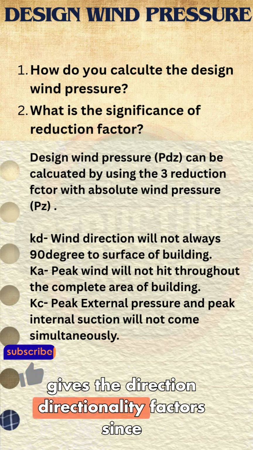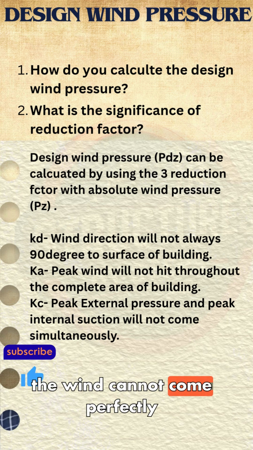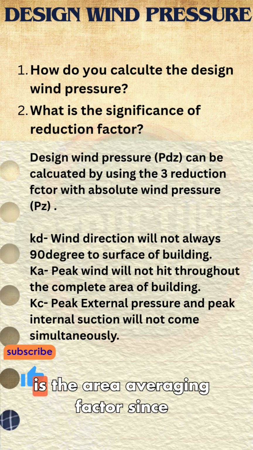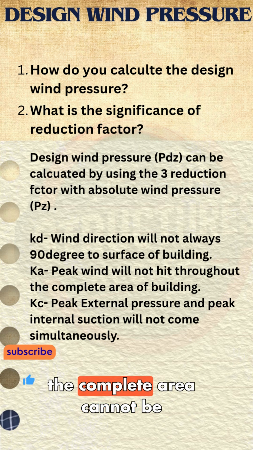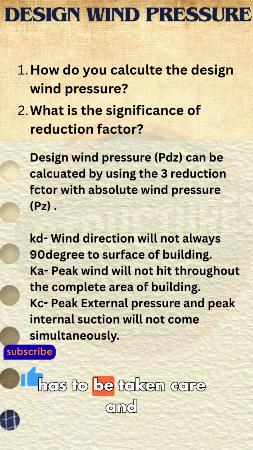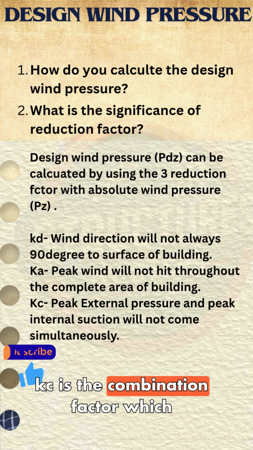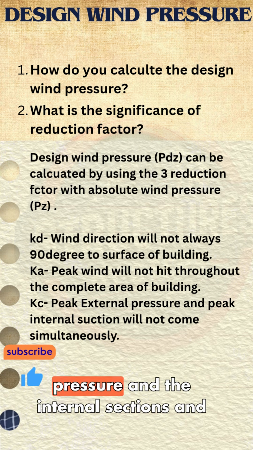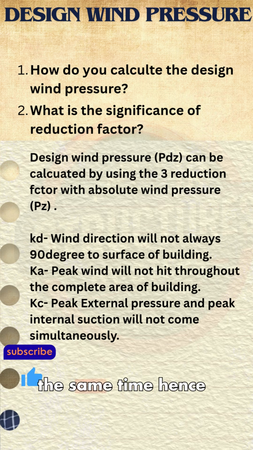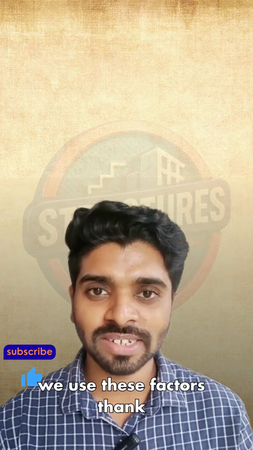KD gives the directionality factor, since the wind cannot come perfectly at 90 degrees to the flat surface, so the directionality factor is used. KA is the area averaging factor, since the complete area cannot be hit by the highest wind intensity, hence the area averaging factor has to be taken care of. And KC is the combination factor, which is used for the external pressure and the internal suction, and these cannot come with peak intensity at the same time, hence we use these factors.